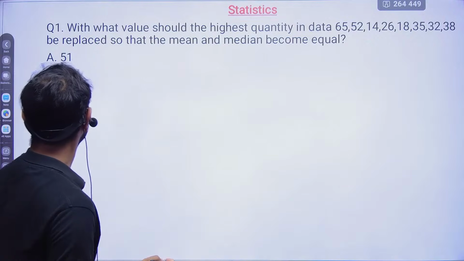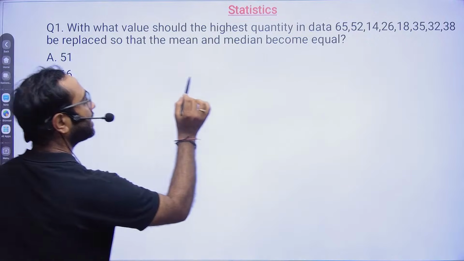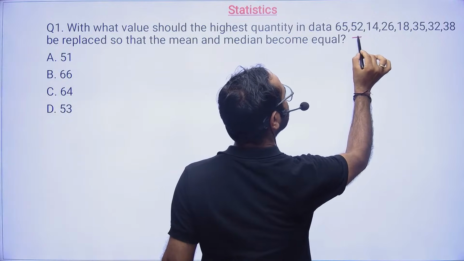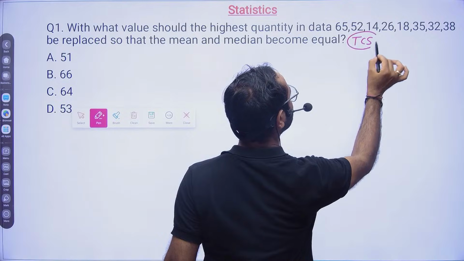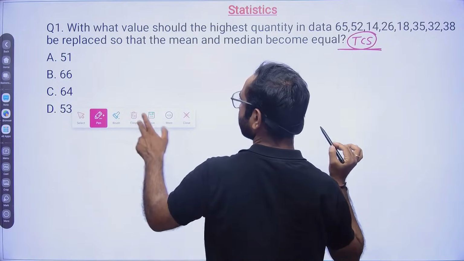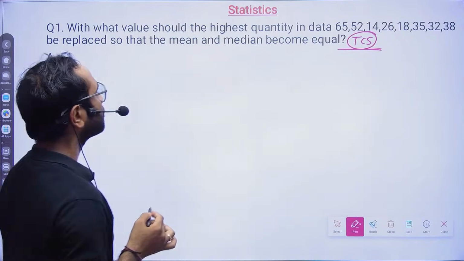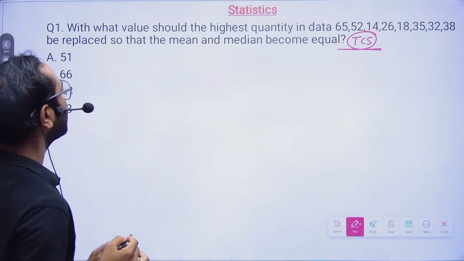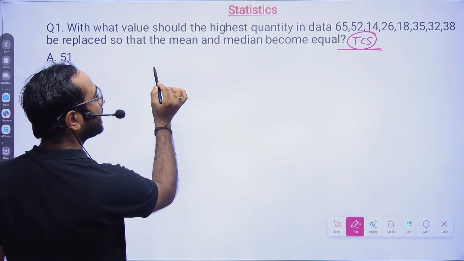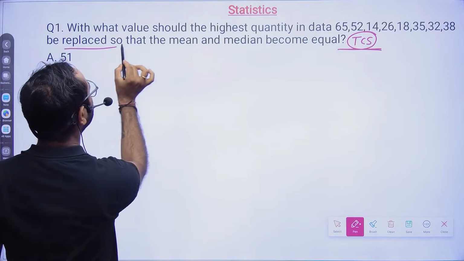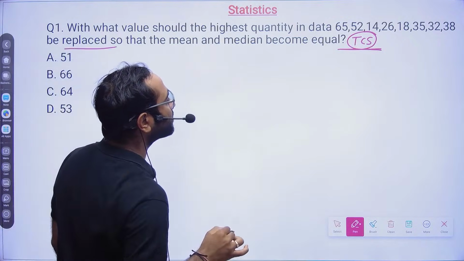Now this is a question which has already been asked in the TCS exam. So can you please try to solve this question? With what value should the highest quantity in the data be replaced so that the mean and median become equal?